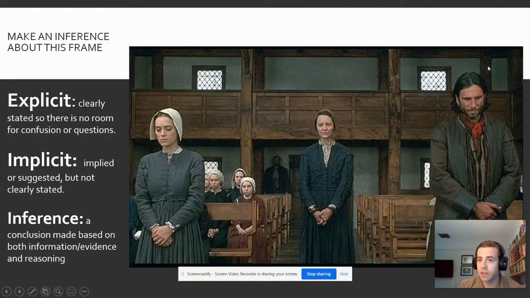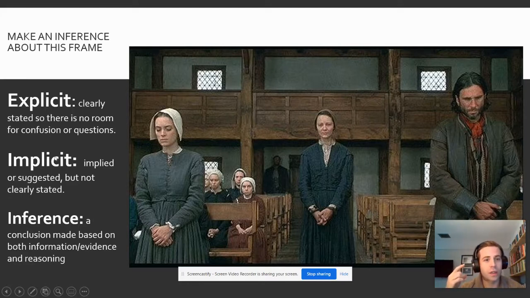So explicitly, here's a frame from Act 3 of the Crucible, where I see John Proctor, his wife, and Abigail Williams. And explicitly, I just see those three standing in what turned out to be a courtroom. I see the girls, I see the bailiff, and that's literally what's there.